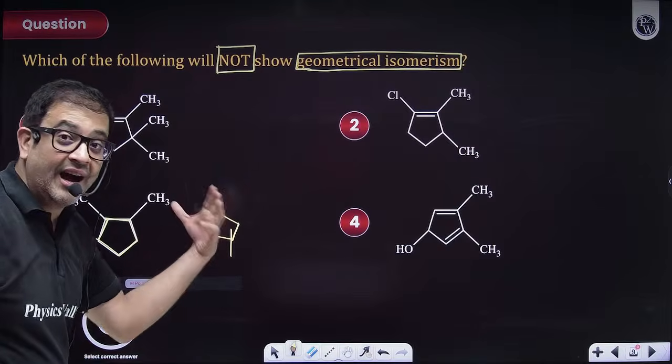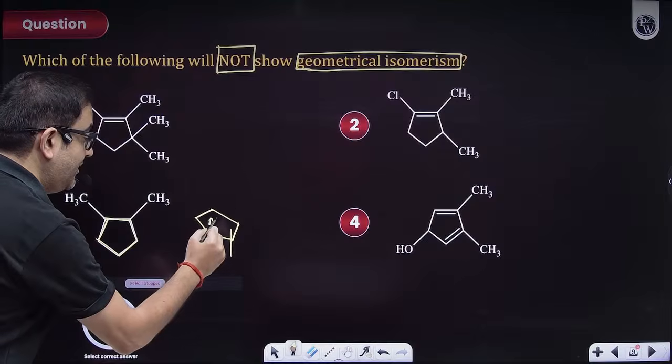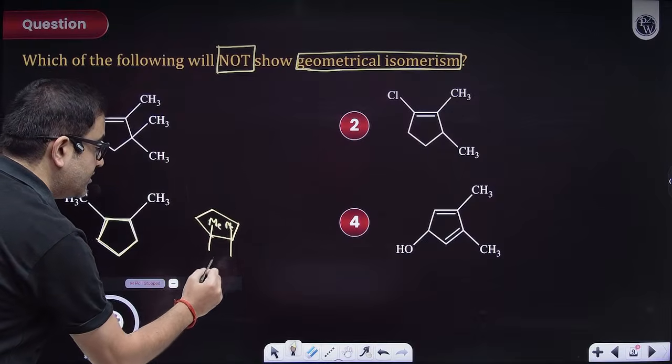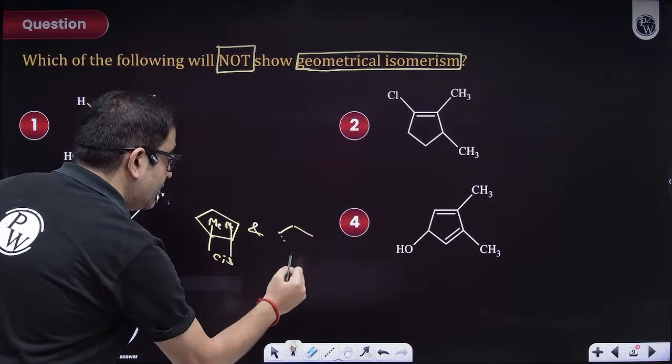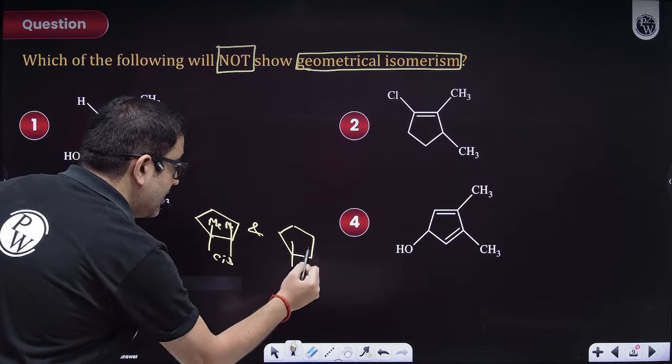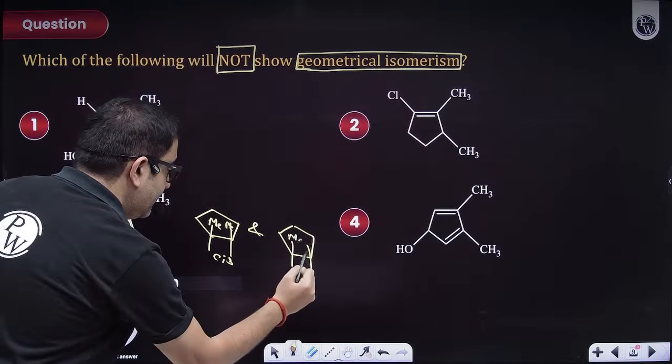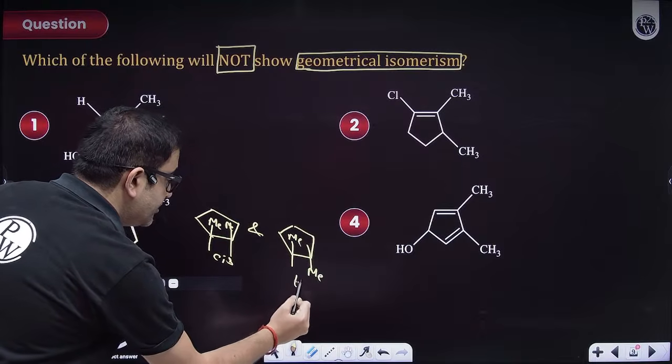So just drawing the up-down scenario. The methyl can be on the top. So this is a cis form. And this can also have one more isomer where the methyl may be opposite, so this will be a trans form.